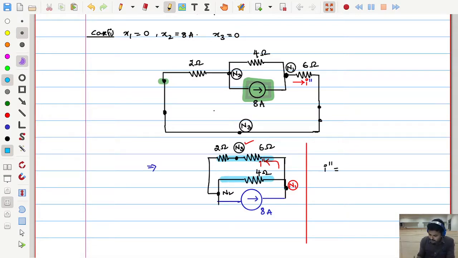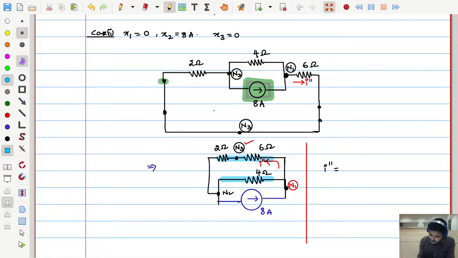Student: Sir, are 2, 4, 6 in series? Only this 2 and 6 are in series. Only 2 and 6 are in series. 4 is not in series.